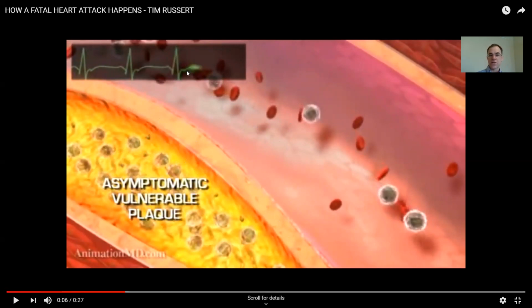Here's just an EKG. Normal heartbeat is happening. You're going to see what's called asystole or flatline when that rupture of the plaque occurs. And that asystole, meaning flatline, is an indication of a heart attack. The heart basically is stopping.